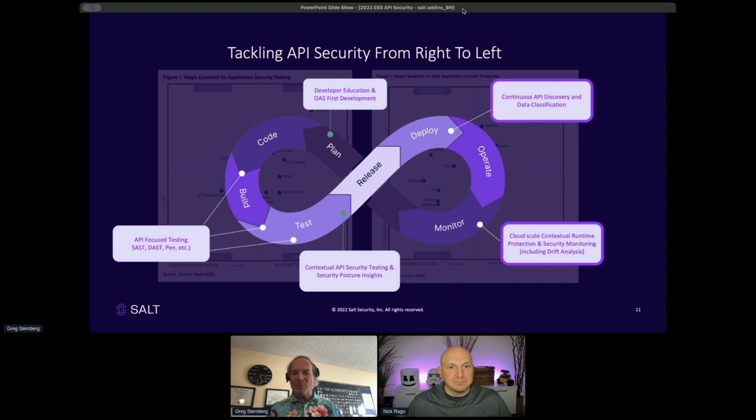This all has to be done, and it does sound like an intimidating approach, but it all has to be focused on. Now, you may decide that we're going to focus on this and then do something else over here. We're going to do continuous API discovery and this sort of stuff. But this is all interconnected, and any missing piece, frankly, gives a malicious person an opportunity.